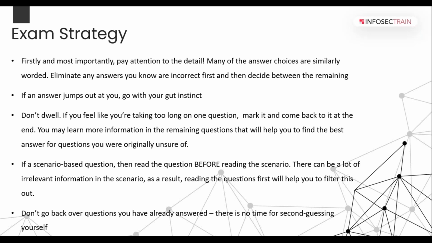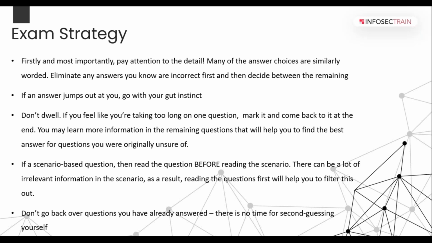But if you have studied properly and if you have really understood the concept, go with your first gut instinct, what you felt with the answer. If you keep revolving with the same question and answer, it's going to affect your overall performance in the exam, as well as you're going to consume a lot of time. So don't dwell. It's the same point. It's a correlation to the previous point.